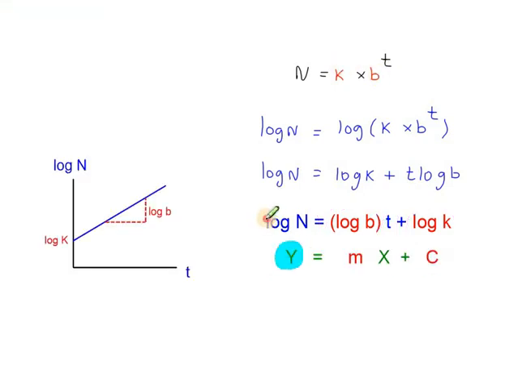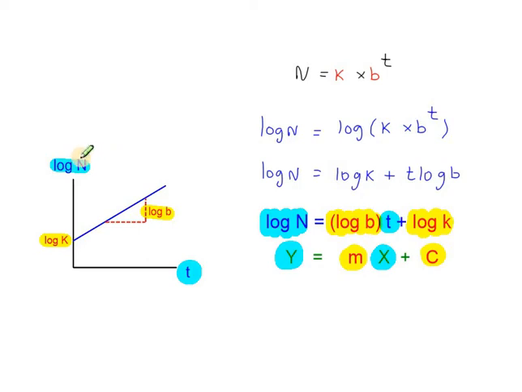So on the y-axis we plot log n, on the x-axis we plot t, the intercept is log k, and the gradient is log b. And remember, b is a constant, so log b is a constant, so the gradient log b is a constant, and a constant gradient gives rise to a straight line graph, a linear graph. And this is why this topic is called log linear modeling.